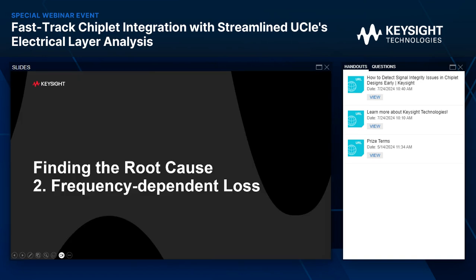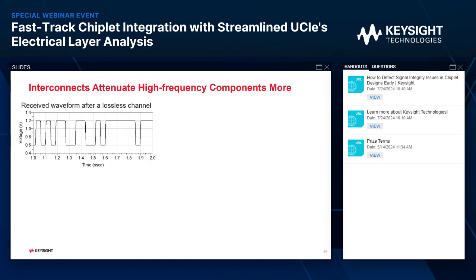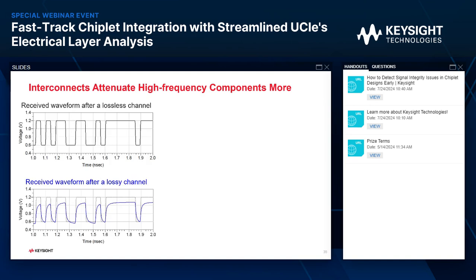Now, the second part of finding the root cause is we will look at what's causing the frequency-dependent loss. Here is an example of a received waveform after a lossless channel. Here's another example of a received waveform after a lossy channel. We can see that it is the loss that is creating the rise time degradation. But what about the loss? Let's take a look at the spectrum.